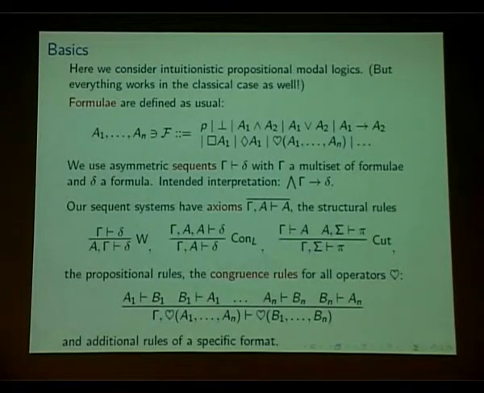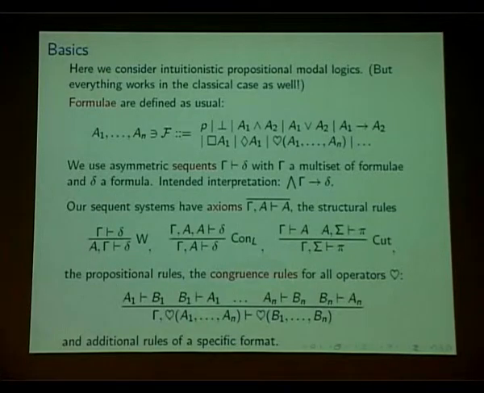We're also going to have structural rules of weakening, where we can add a formula on the left-hand side, or on the right-hand side as well. So if something is entailed by gamma, then it's also entailed by gamma and A. We also have contraction, meaning that we can delete duplicate instances of a formula. And we also have the cut rule, which is basically the sequent-style analog of modus ponens. So if gamma entails A and A together with sigma entails pi, then gamma together with sigma entails pi.